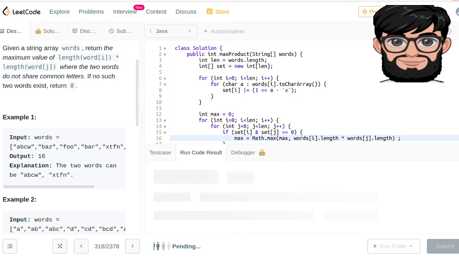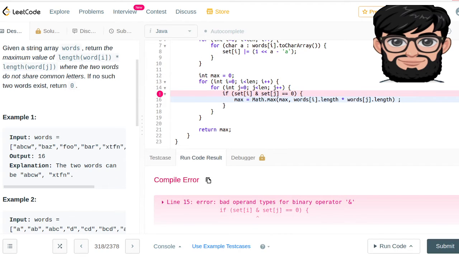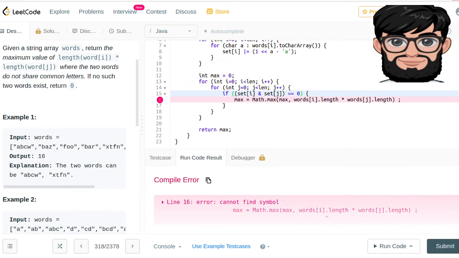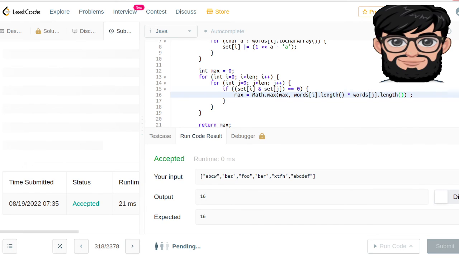So this is going to be this and then this. Words of i, cannot find the symbol, because we are looking at a string here. Looking good. And it works.